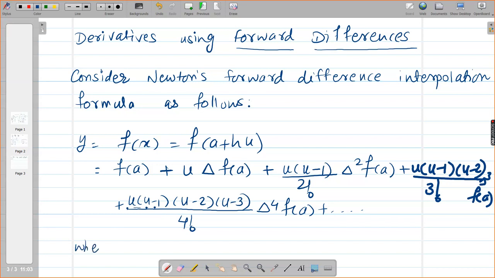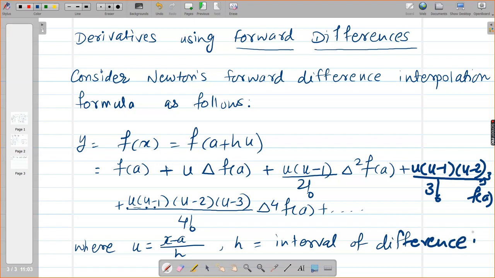So what is u here? X minus a upon h. Correct. And a is the very first value of x in the table. X is the value at which you want to interpolate, and h is the interval of differencing, the constant difference between the consecutive values of x. I will call this equation number 1.